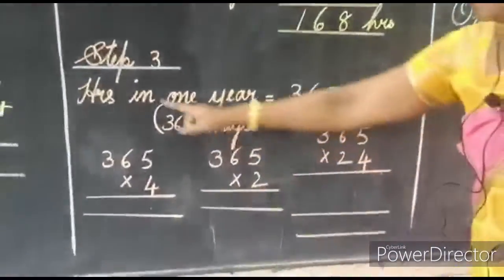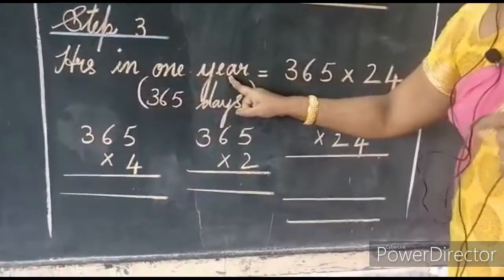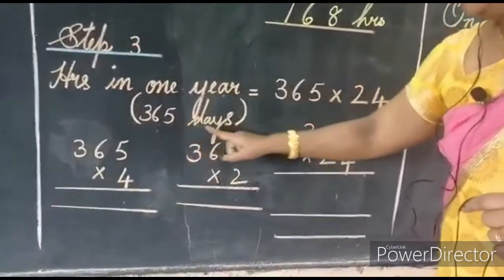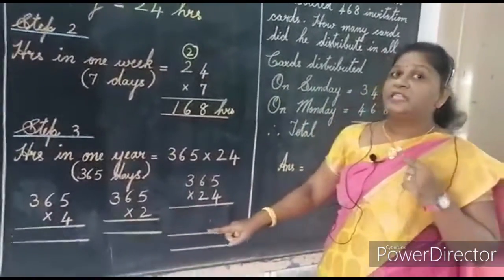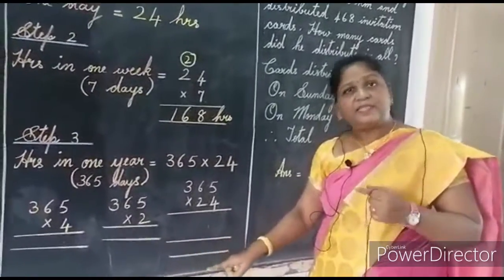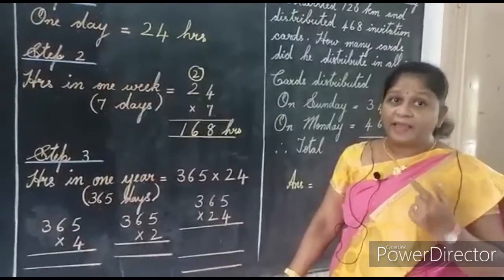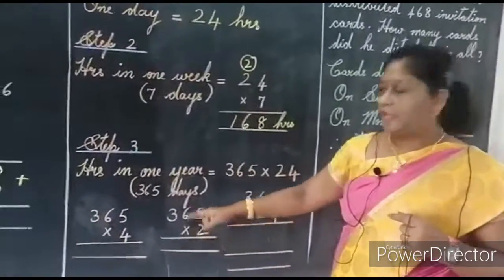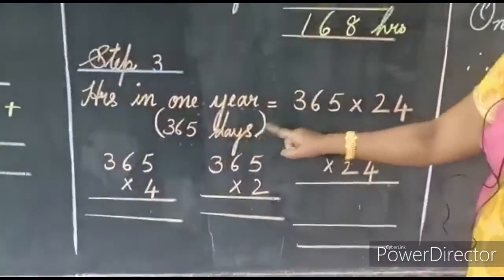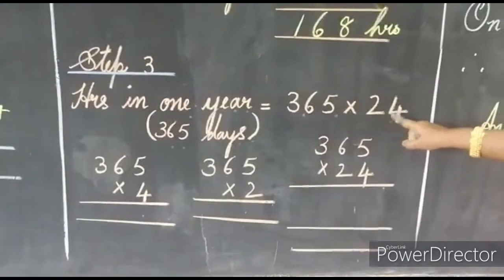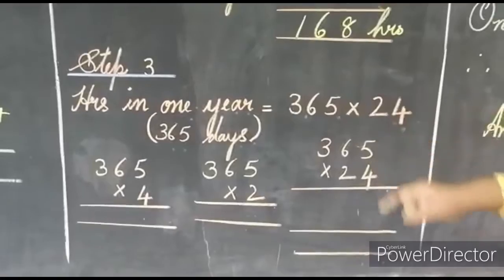Step 3. Hours in 1 year. 1 year, which means an ordinary year, that is 365 days. Supposing they ask leap year, what will you write, boys? Very smart. Leap year has 366 days because February will have 1 more day extra, isn't it? 29 it will become. But here in the question it is asked only 1 year. So 365 days. 365 into 24. As usual, first by the ones place and then by the tens place.